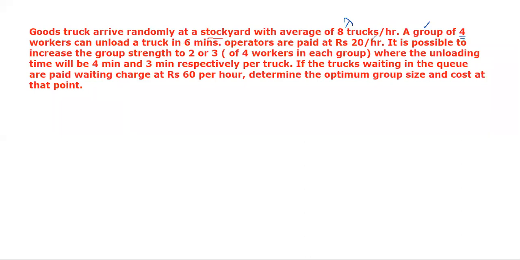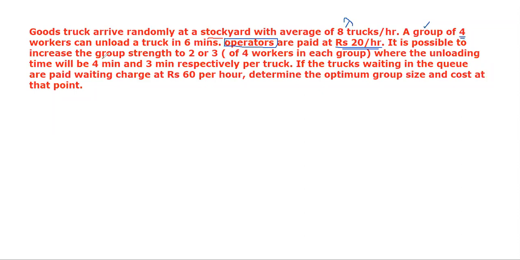Operators are paid at rupees 20 per hour. The persons working are paid at rupees 20 per hour. Okay, so this is, we can say, the salary of the workers, the rate at which they are paid. Each worker or operator. This can be written as worker as well. Each worker is paid at the rate of rupees 20 per hour.